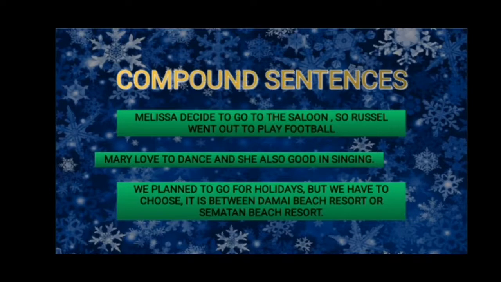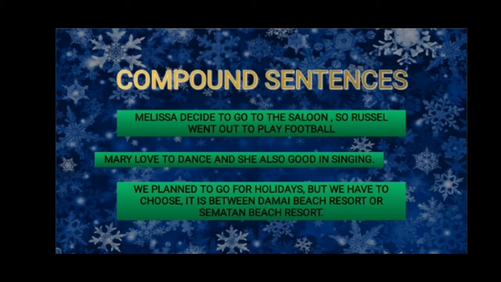Second sentence is, Mary loved to dance and she is also good at singing. Mary loved to dance. Mary is a subject and dance is a verb. And she is a subject, good at singing. Singing is a verb. So it is combined together using and.